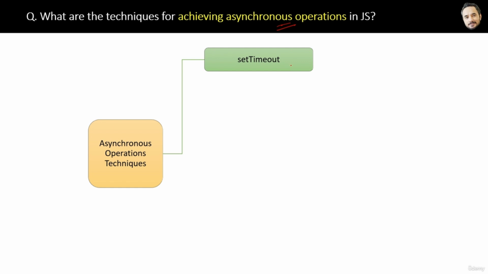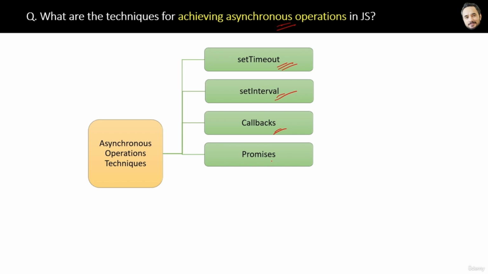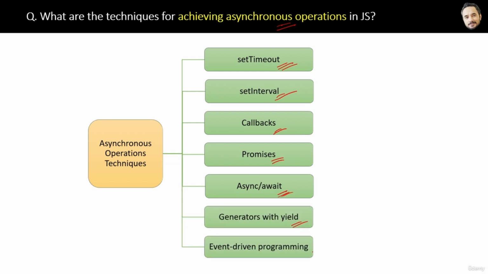What are the techniques for achieving asynchronous programming in JavaScript? Here are the most popular techniques to achieve asynchronous operations in JavaScript. The first one is the setTimeout method. The second is the setInterval method. Then callbacks, then promises are a very popular technique. Then async/await is the very latest and effective technique. Then we have generators with yield and event-driven programming also, and they are quite advanced ones. And do not worry, I will explain all of them in upcoming questions.